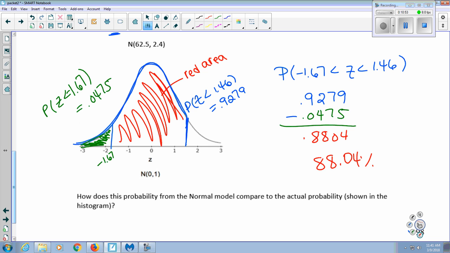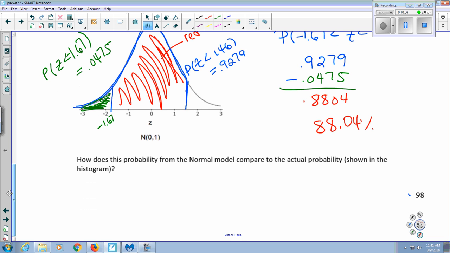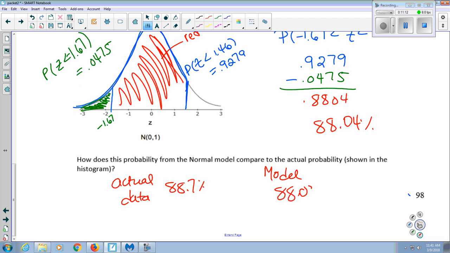Okay, so again, let's assess how we did. Our actual data we found was 88.7%. The model gave us 88.04%. So again, that seems like a pretty good estimate. So we've done less than, we've done between two numbers. Our last one is, last scenario we're going to do here is greater than.